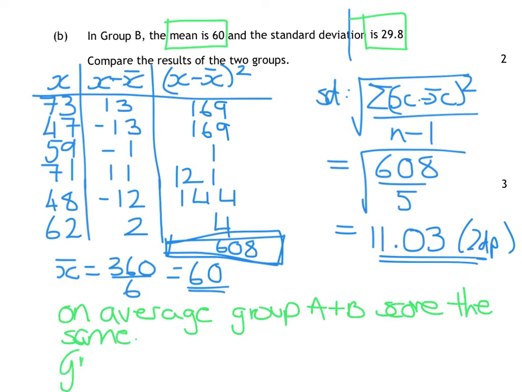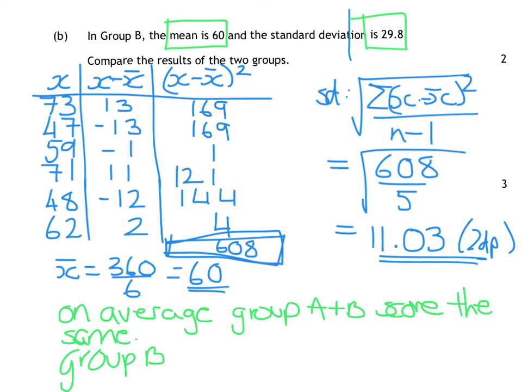And then I'm going to start group B. Then I'm going to look at their numbers. So group B had a standard deviation of 11 compared to group A with 29. So group B's standard deviation is a lot smaller. It's a lot closer to 0. So that means all their numbers are a lot closer together.